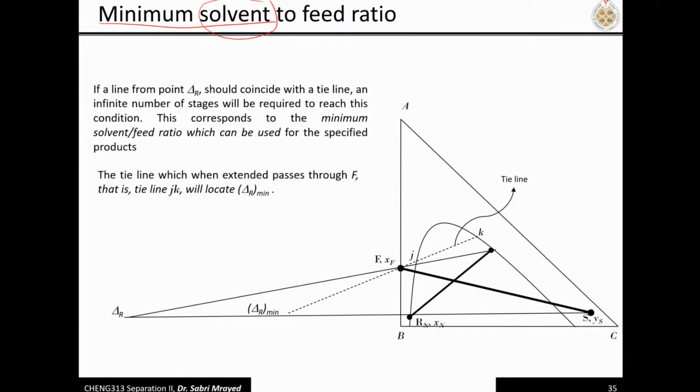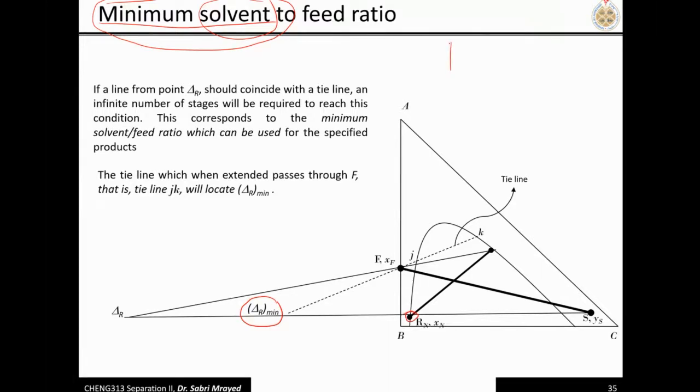Now, if you remember from the distillation, the minimum represents the infinite number of stages. And you see here, the minimum comes all the time whenever you have more than one stage. So the minimum solvent, when you have counter-current stages, is something that you want to determine based on the delta R minimum. Now, what is delta R minimum, and how do we determine it? I know this is going to be given the Rn required.